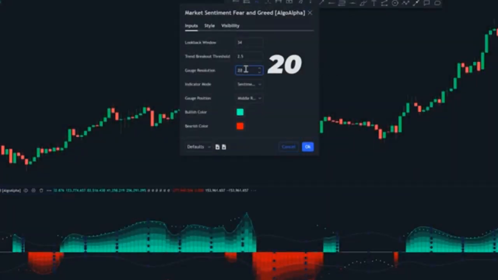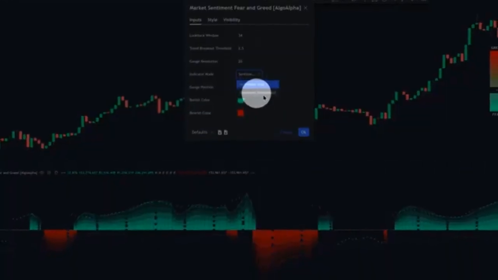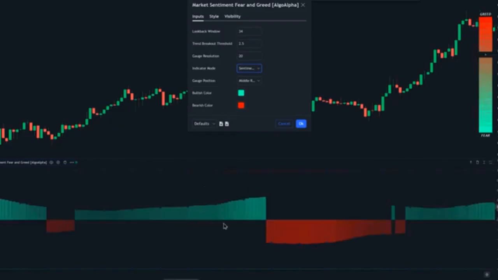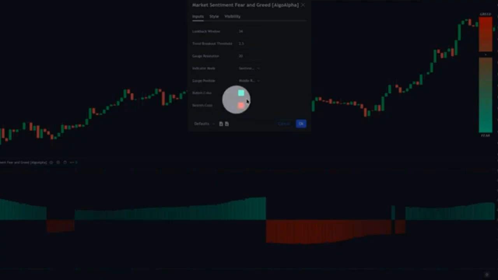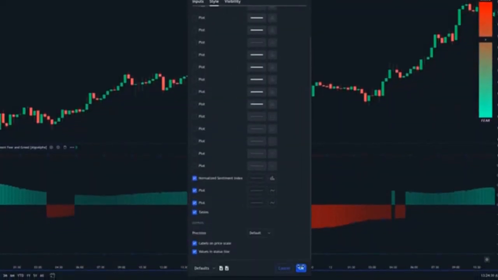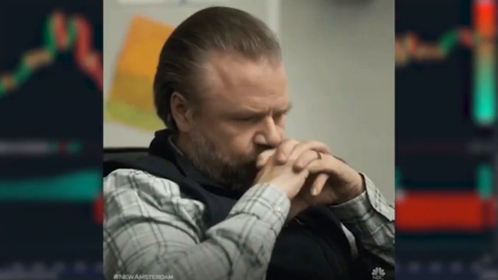Now, the gauge resolution controls the size of the sentiment gauge. I'll increase this to 20 to make it a bit larger. Next, we have the indicator mode, where you can toggle between sentiment true and sentiment normalized. For this video, I'm going to change this to sentiment normalized, and as you can see, this is how this indicator is going to look. And then here, we can also customize the bullish and bearish colors, but I'm going to leave these as they are. But feel free to experiment with the settings as well as the Style tab to adjust this indicator to suit your needs. Once you've made your adjustments, click OK.